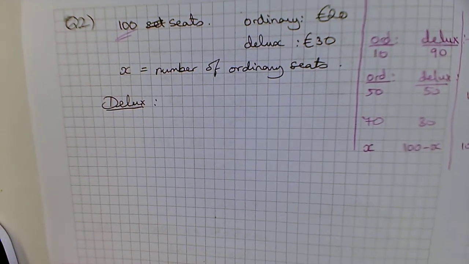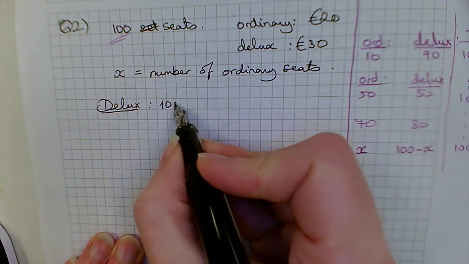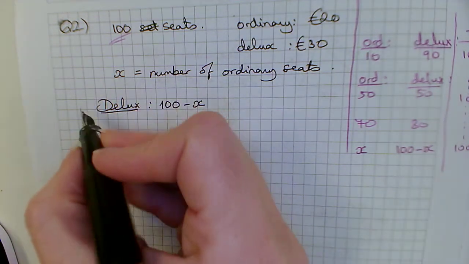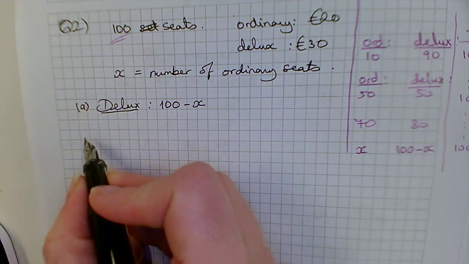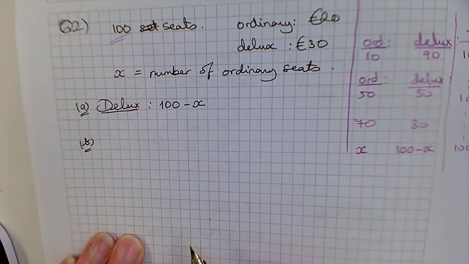So when they asked me to write down an expression in x for the number of deluxe seats, it's going to be the total take away the number of ordinary seats. So my deluxe seats are 100 minus x, and that's the answer to part A. If you can do that, you're really most of the way there with a question like this.